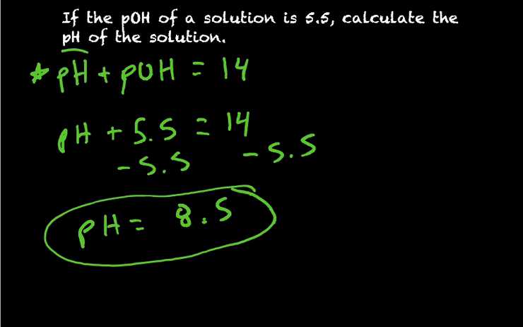Now, is this pH basic or acidic? Since it's larger than 7, this pH is basic. Anything less than 7 would be acidic.